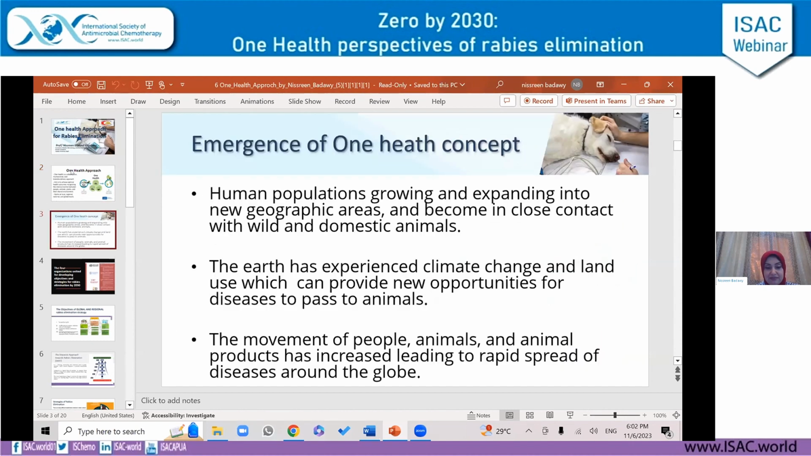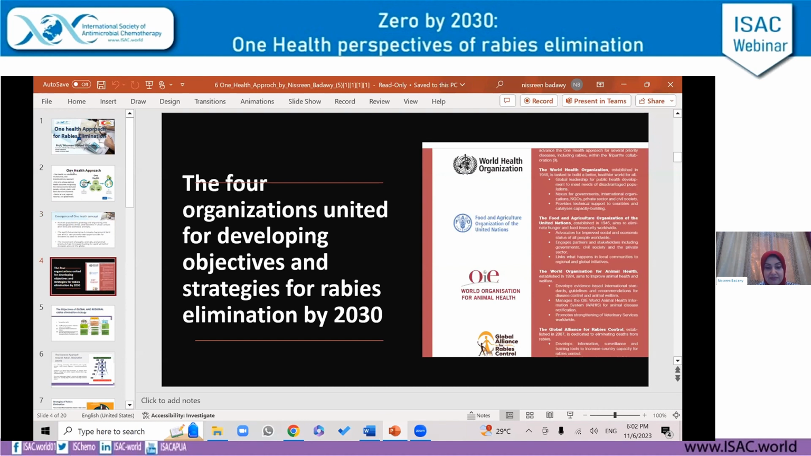The One Health concept emerged due to the growing population and the expansion of their locations, bringing them into closer contact with wild and domestic animals. Also, climatic changes, a warming globe, and increasing humidity increase the likelihood of transmission of disease from animals to humans. Movement of people and traveling activities have increased in the last decade, increasing the chance of transmission of disease between animals and humans. As a result of the emergence and re-emergence of multiple zoonotic infections, 4 organizations united to develop objectives and strategies to eliminate rabies by 2030.